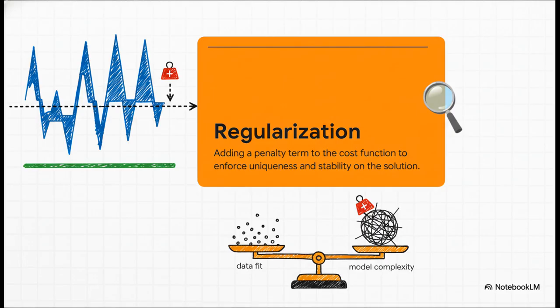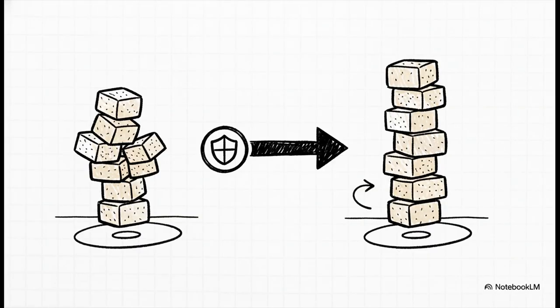And I'm going to penalize you for getting too wiggly and complicated. Now, the whole reason we do this is to avoid a massive problem called overfitting. That's where the model doesn't learn the real pattern at all, it just memorizes the random noise in the specific data it was trained on. So regularization makes our model more stable, more likely to work on new data it hasn't seen before.